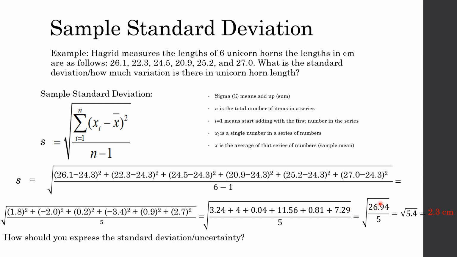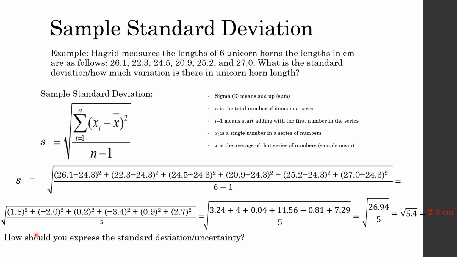Okay, so then we end up with 26.94, and we're going to divide by our denominator, which is 5. Remember, 6 minus 1, that gives us 5. So we do that, we get 5.4. The very last thing that we want to do is take the square root. So the square root of 5.4 is 2.3 centimeters.